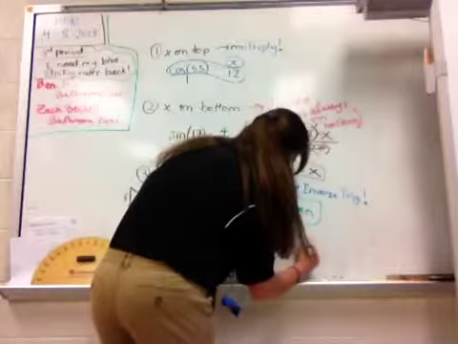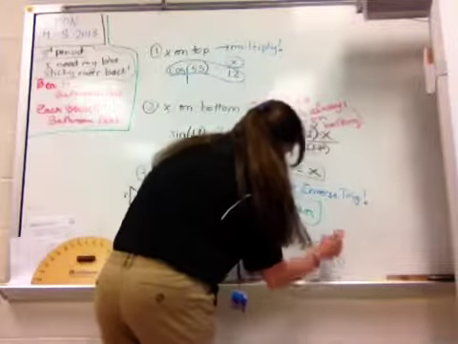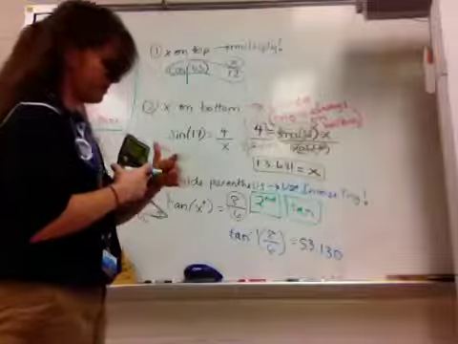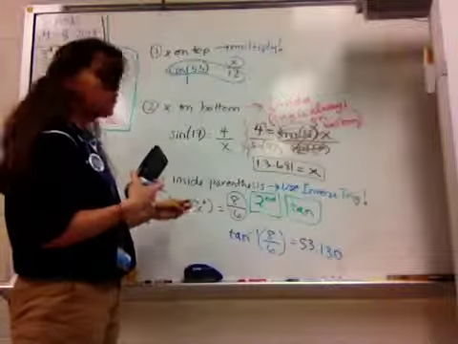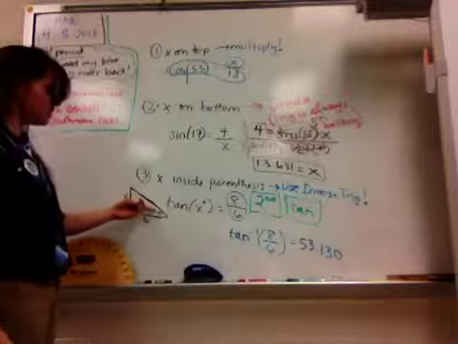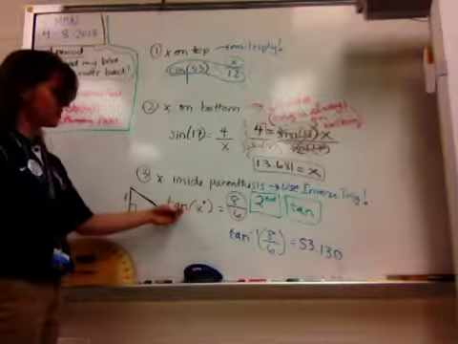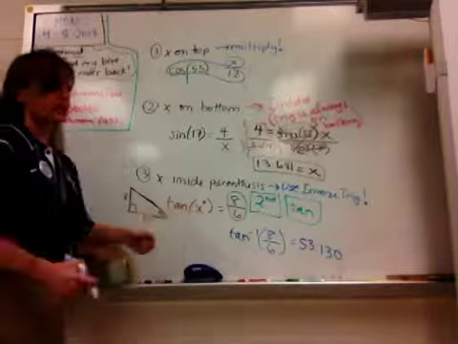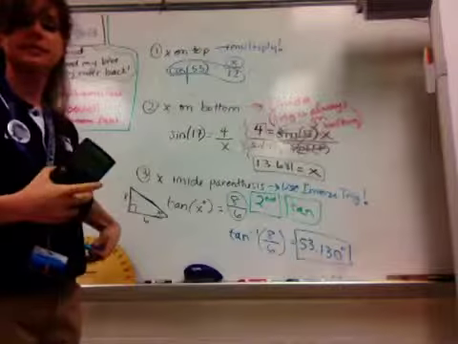53.1301023. We do have a unit on this one that we can put. What did we just find? Look at what we were looking for. What always goes right beside your trig? Your degree measure. So what can we put on this answer? This is in fact 53.130 degrees.